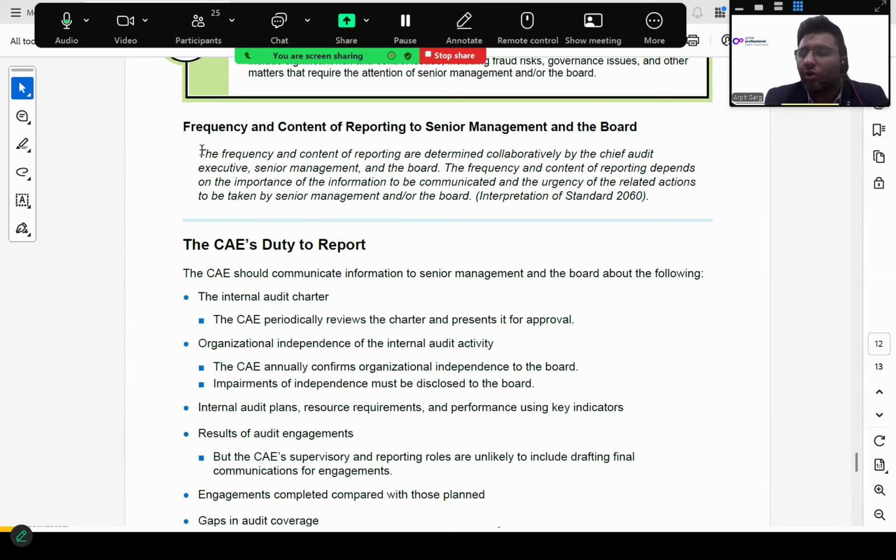Like in India, we have quarterly board meetings, right? So quarterly, senior management and the board need to be informed about the progress of the audits and all. But there are certain frequencies that are determined.